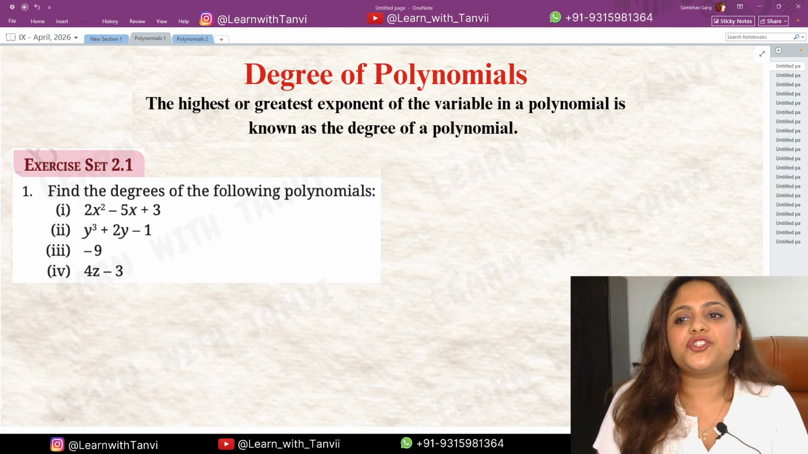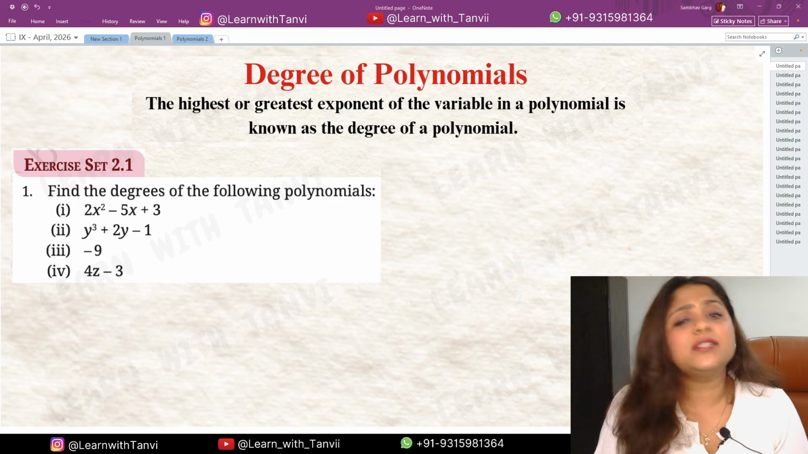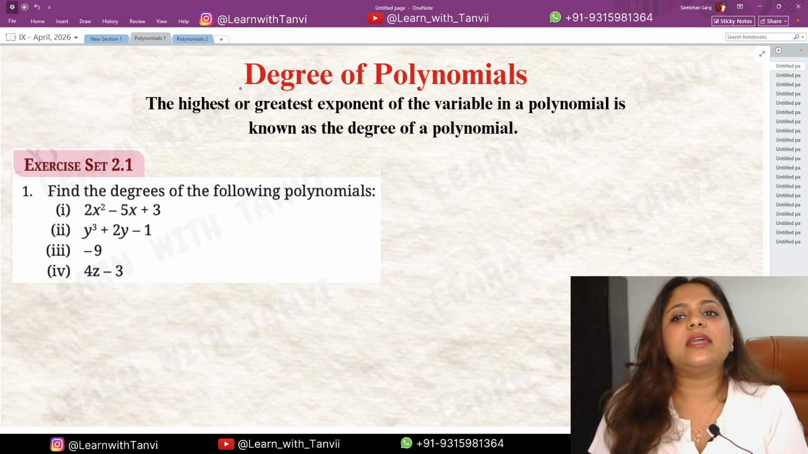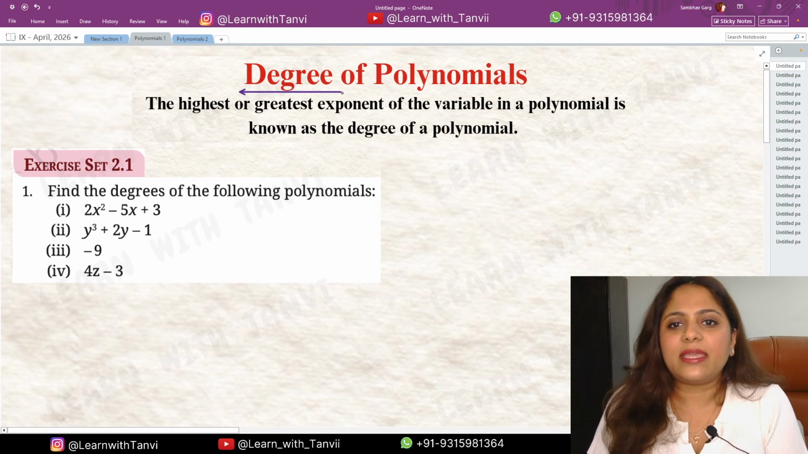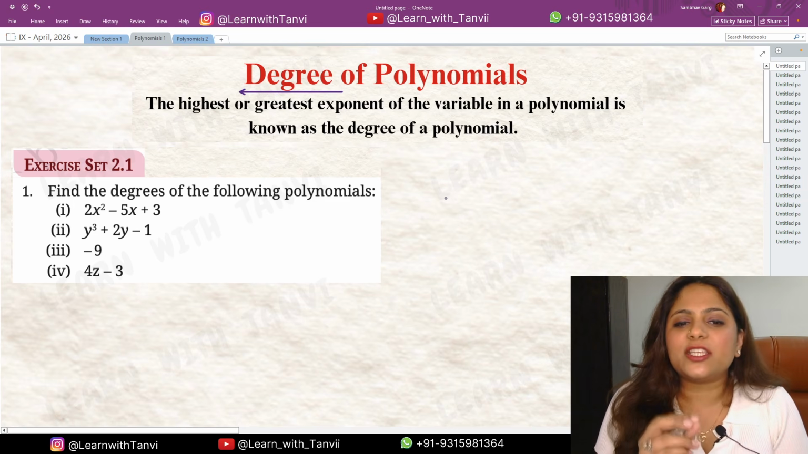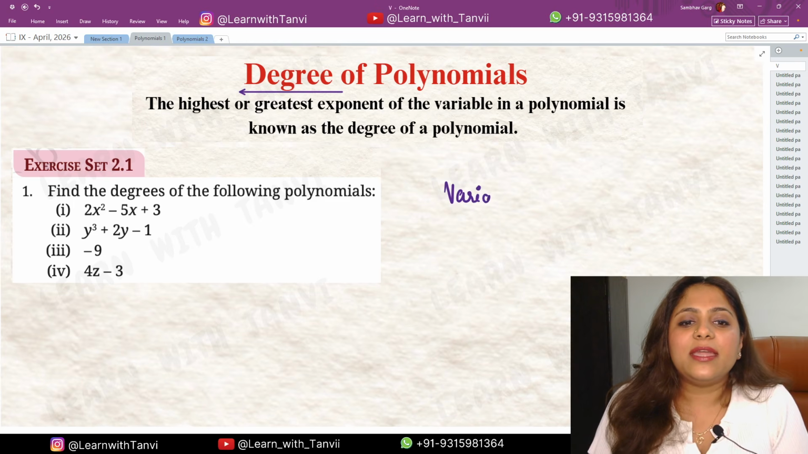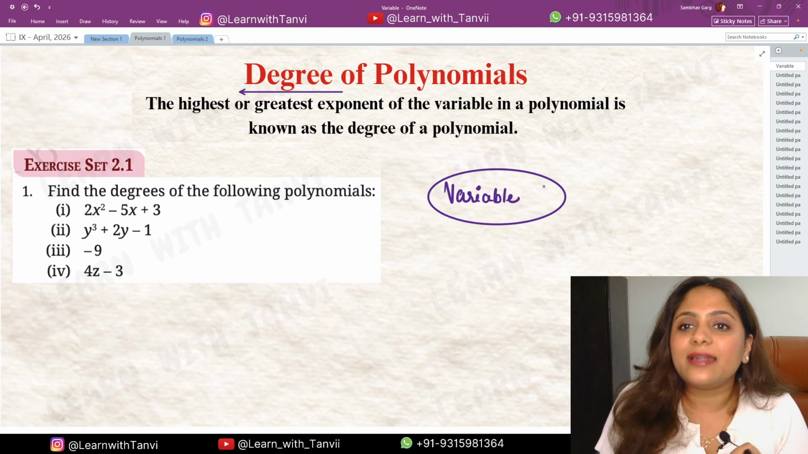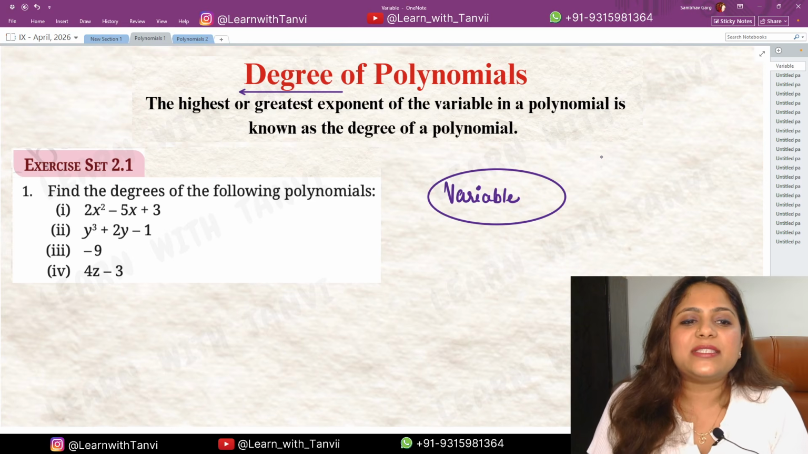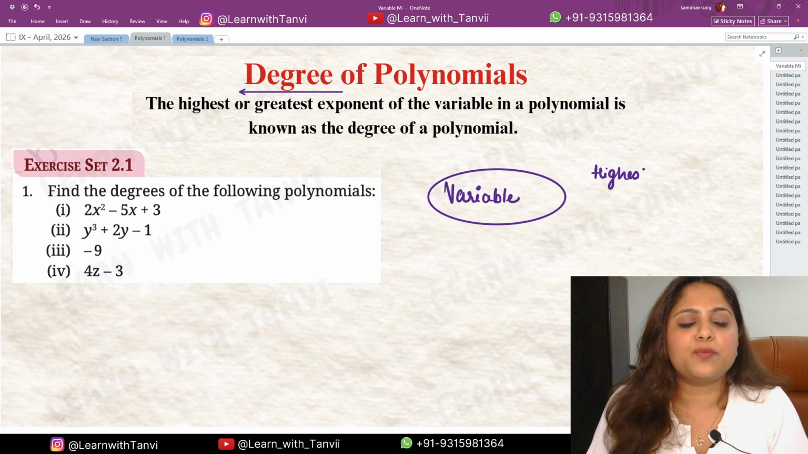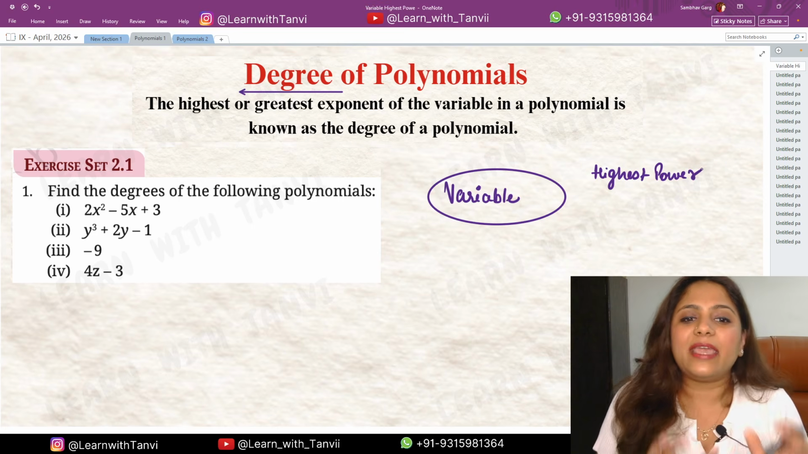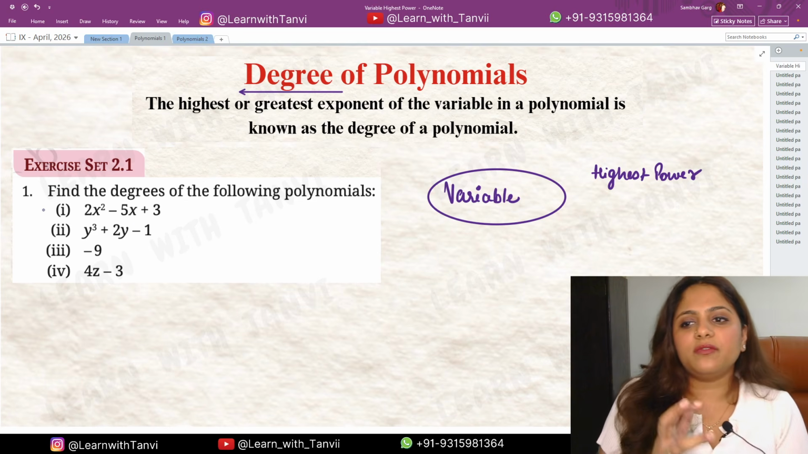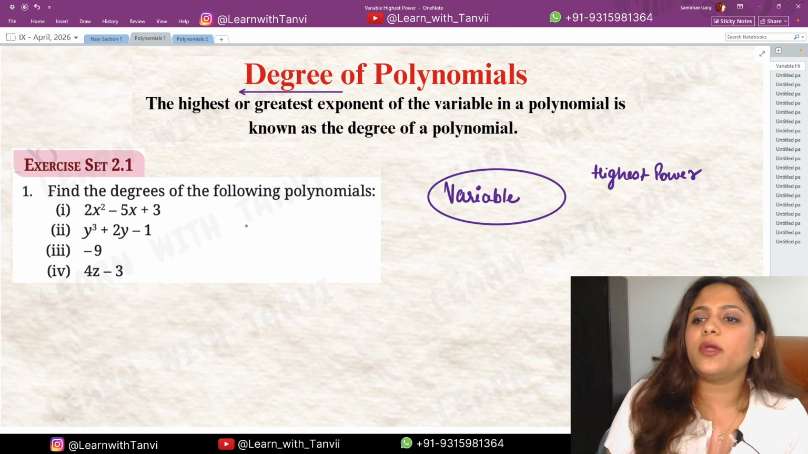Now, the first question is about the degree of polynomials. Whenever I talk about degree, एक चीज याद रखना, it is always the exponent of the variable. It is never on the number, but always on the variable. The degree is the highest power of the variable in a term. Understood? Clear? So if I go to this question, first question, find the degrees of the following polynomials.